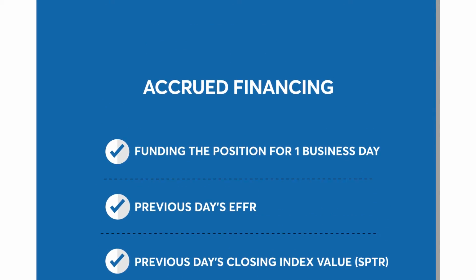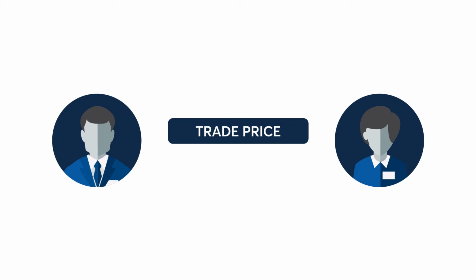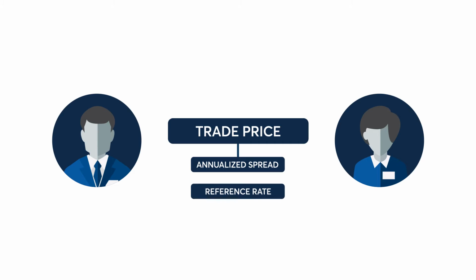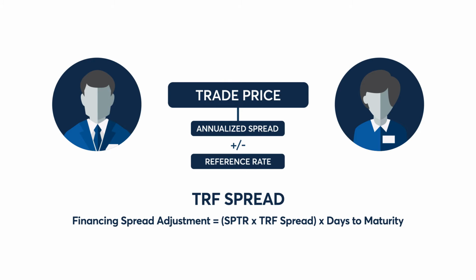The final component of the AIR Total Return Future is the financing spread adjustment. When trading an AIR TRF contract, the counterparties will agree to a trade price in terms of an annualized spread plus or minus to the reference rate. This is known as the TRF spread. The financing spread adjustment in index point terms will be determined by multiplying that day's closing index value by the traded TRF spread multiplied by the time to maturity expressed in actual days over 360.